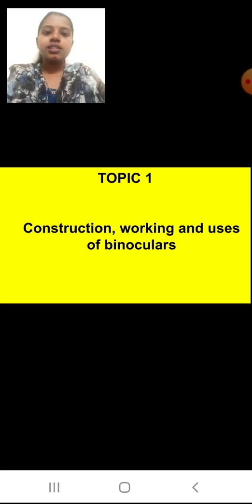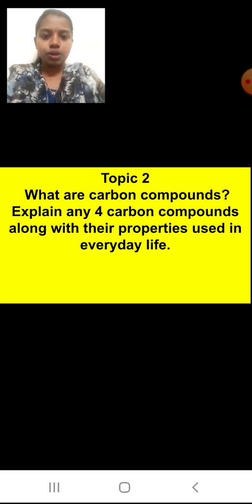Okay students, the second topic is: what are carbon compounds? Explain any 4 carbon compounds along with their properties used in everyday life. So here, first you are going to tell us what carbon compounds are. Second, you will take any 4 examples of carbon compounds which we use in everyday life. One example I can tell you is sugar. You know sugar is a carbon compound. I am using it in everyday life, so I am going to give short information about the properties of sugar, what I use it for, and how it is beneficial for my health.